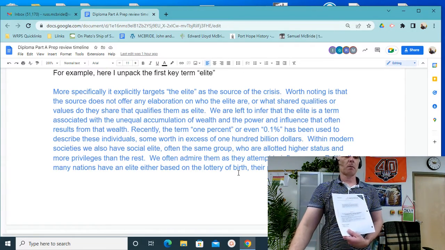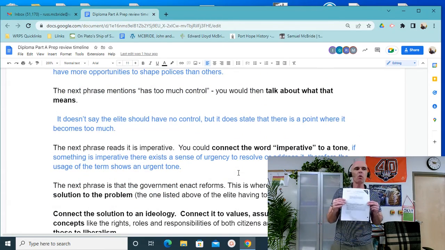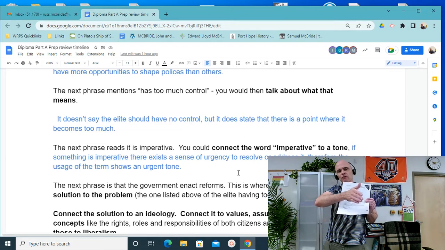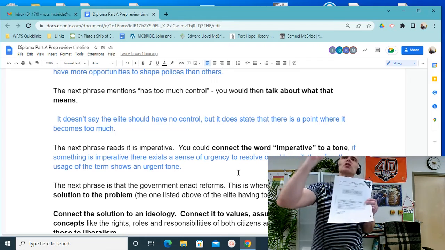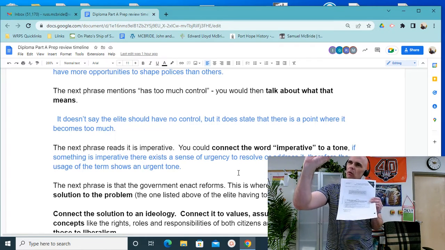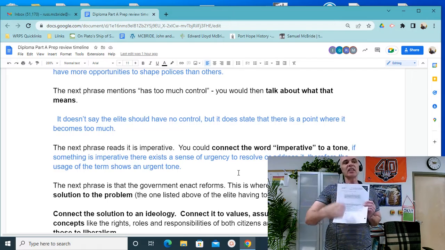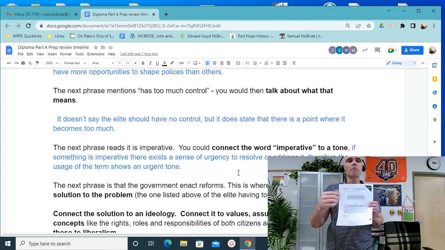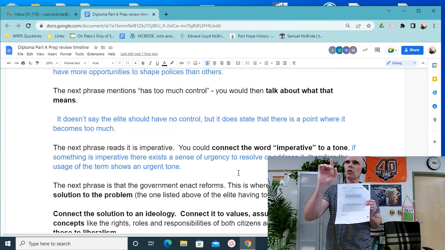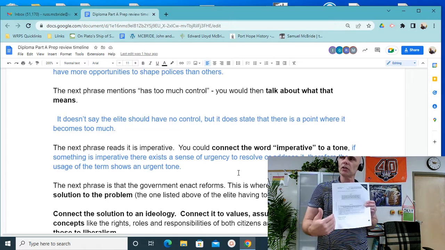The next phrase mentions has too much control. You would then talk about what that means. It doesn't say the elite should have no control, but it does state that there is a point where it becomes too much. So I want to be precise in clarifying how much control the elite should have from the perspective of this source. It's not saying the elite should have no control. This isn't a communist source saying let's kill the elite, but they're saying they have too much control. So we can infer that the source is okay with the elite having some control, but not too much control.